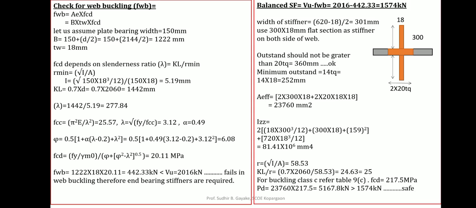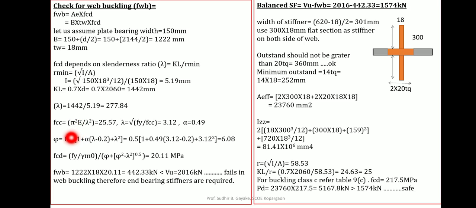Maximum slenderness ratio according to the table is given as 250. Here, as we are getting a value greater than 277.84, you can calculate it with the regular calculation mentioned in Section 8 of IS 800. So initially calculate the Fcc value.